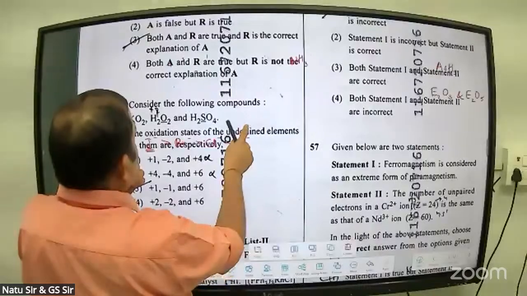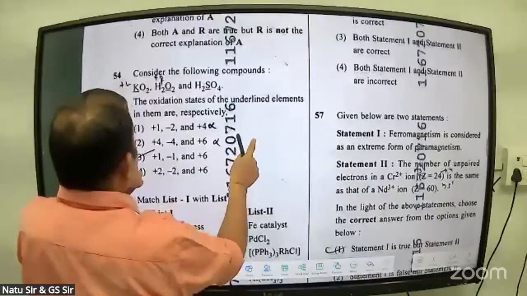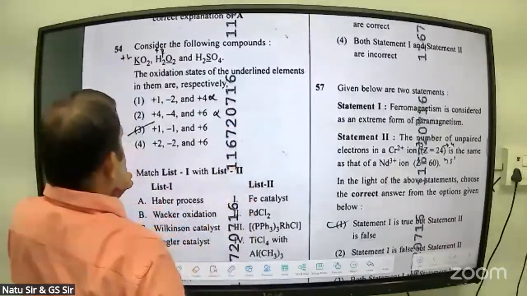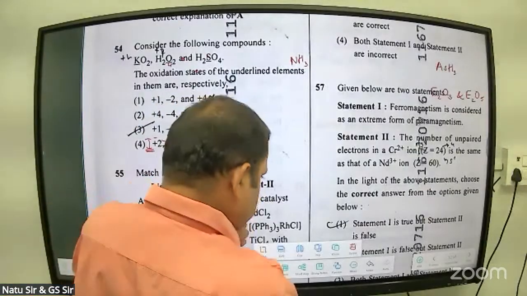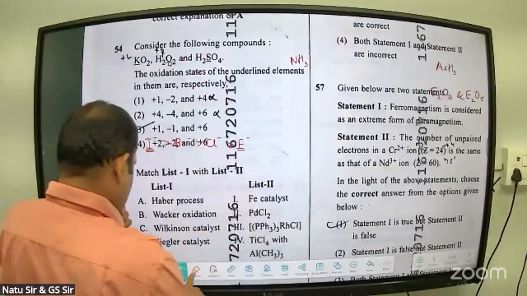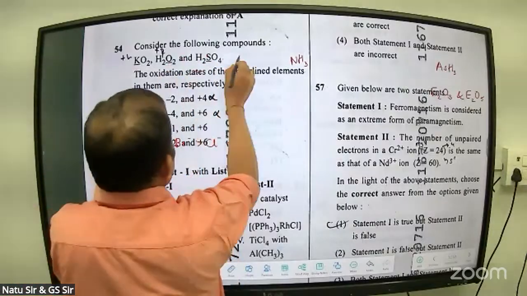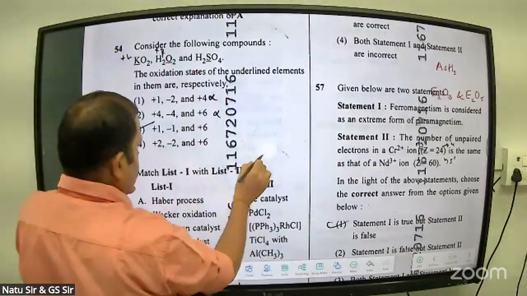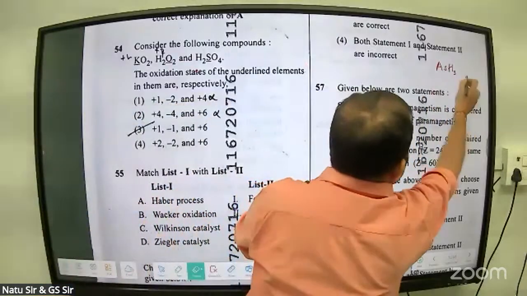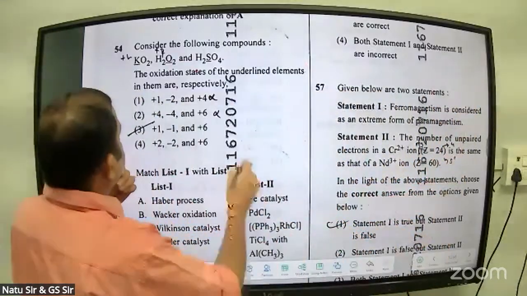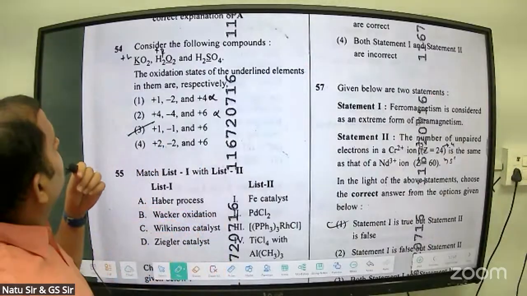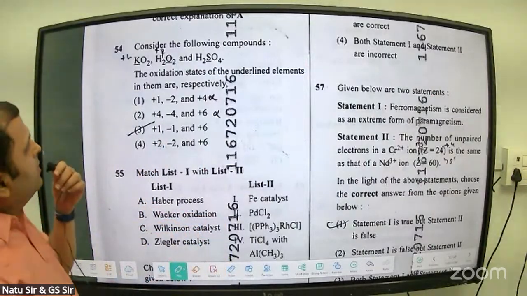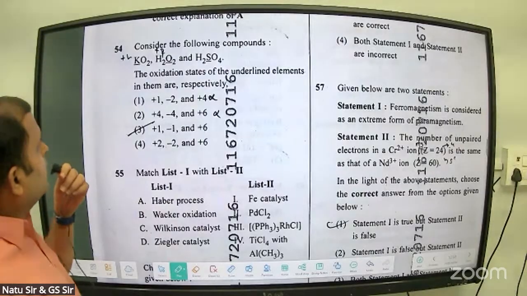Then coming to question number 54. First of all, let us erase this out. Yes. So question 54. The oxidation state of the underlying elements in them are respectively.